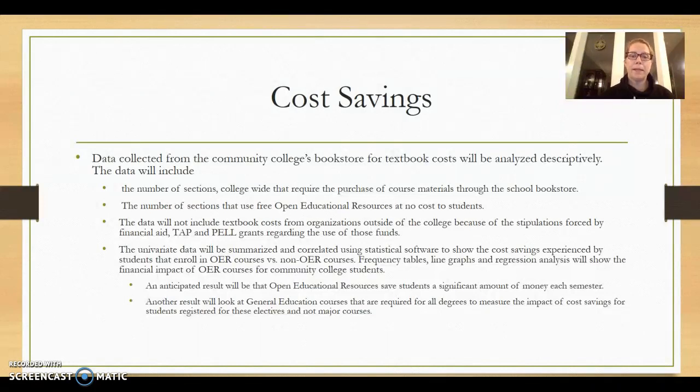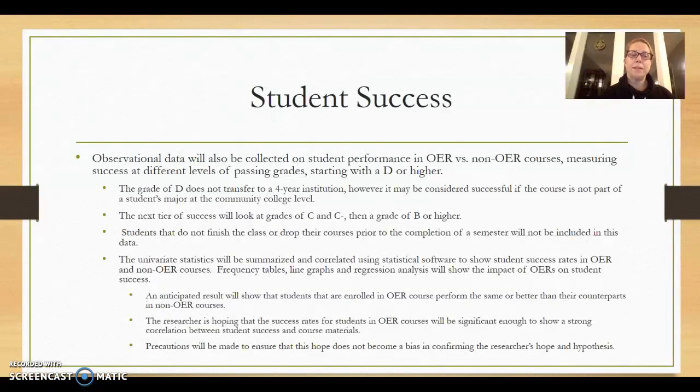One of my anticipated results will be that OER will save students a significant amount of money each semester. And then I will also look at general education courses and the impact of cost savings for registering students in these electives. Student success is another factor I'll be looking at. Previous studies look at a grade of C-. C- does not transfer, but I would like to look at a D, because D is considered passing at a community college. So for students that have a terminal degree and are not transferring, D is success. C- as well, but C and B will allow students to transfer their grades to four-year institutions. So I would like to look at a spectrum of success in that.